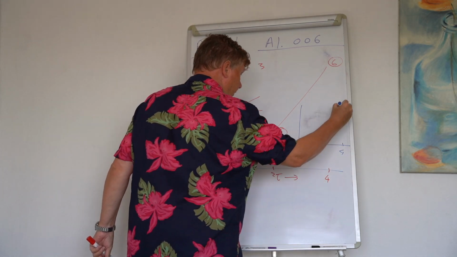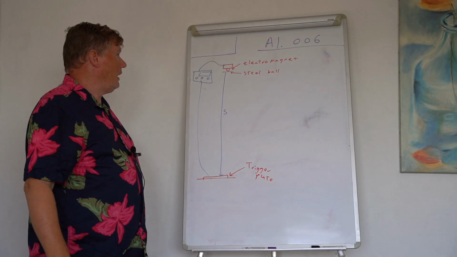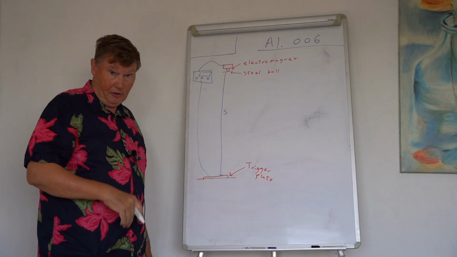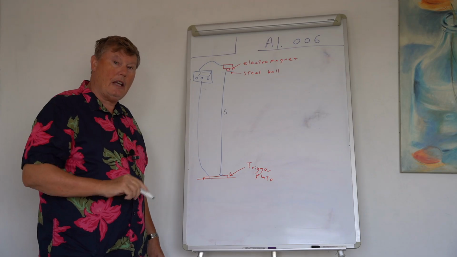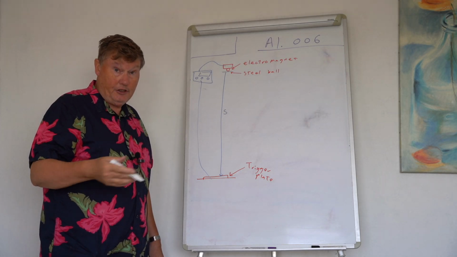There's a line going straight up and it ends up at 6. There you go. That's it. Okay, so in the book, the next thing it talks about is determining a value for the acceleration due to gravity, g, using an experiment.